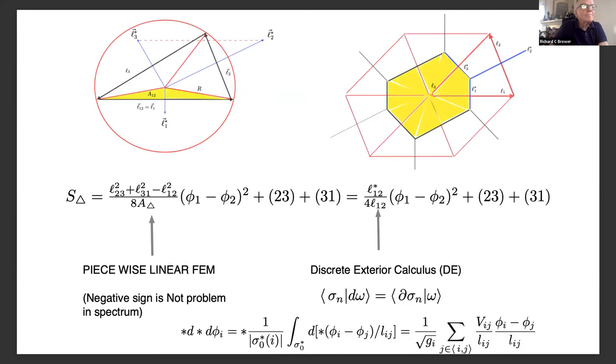Now if you see what it does to the Laplacian, it turns into an expression where these are the lengths of the sides of the triangle and this is the area. You get this wonderful equation.